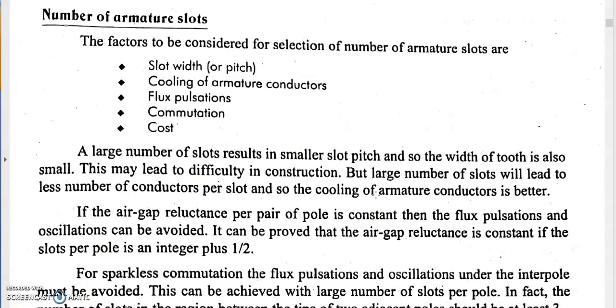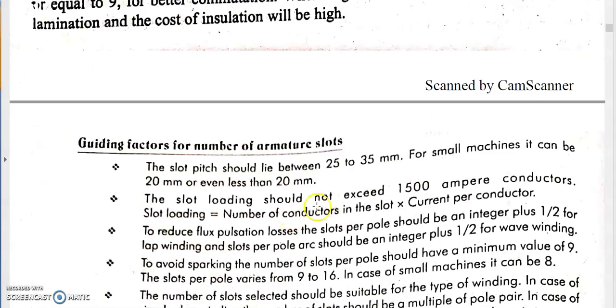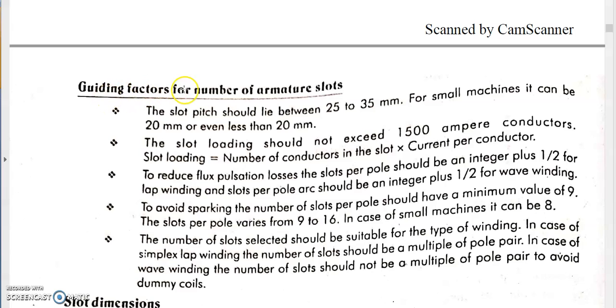So based upon these factors considered while designing the armature slots, the design guidelines are finalized here. So these are the guideline factors for number of armature slot selection. So the slot pitch range is 25 to 35 mm. For small machines, it can be lesser than this value range, and it can be 20 mm or even lesser. Slot loading should not exceed 1500 ampere conductors. Slot loading is nothing but the number of conductors per slot and current through each conductor, and number of conductors per slot we will be calculating after finalizing the number of slots.